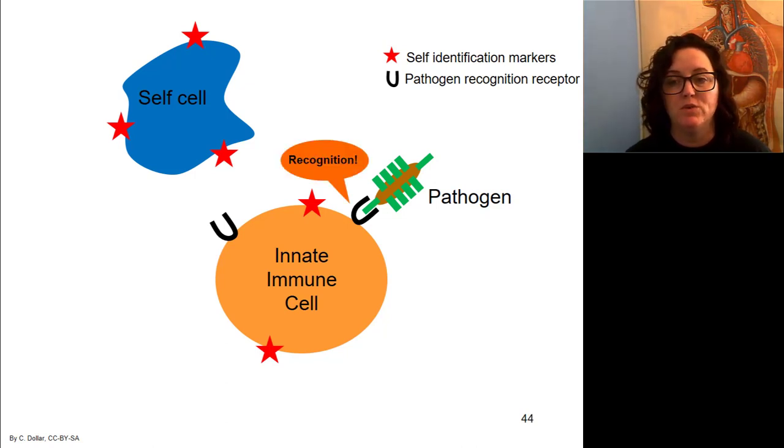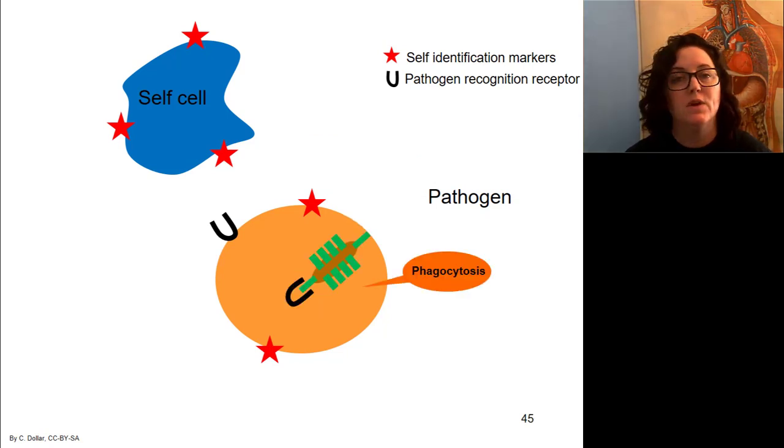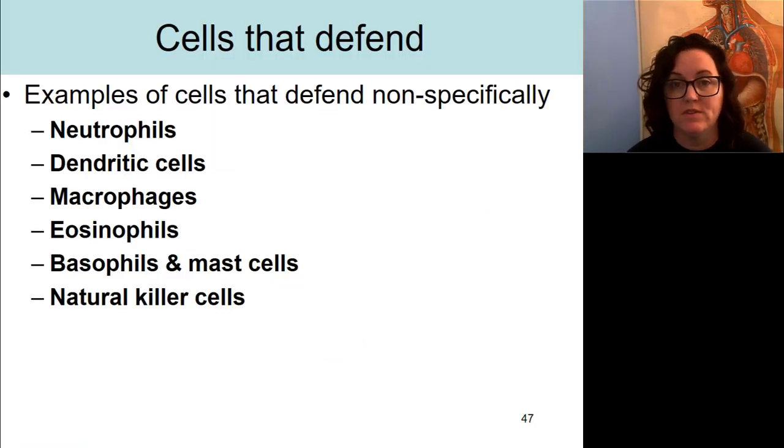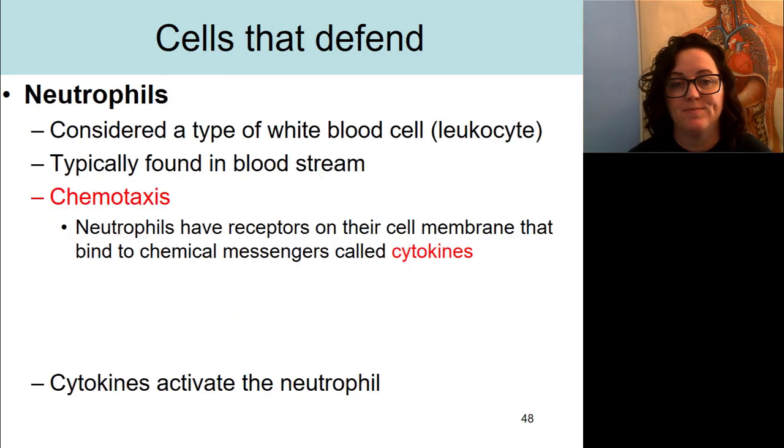So once the two bump into each other, the process of recognition occurs, and then this is going to signal for the immune system cell to phagocytose the pathogen. Once the pathogen is inside of the immune system cell, it's broken down or digested, if you will. So essentially, the pathogen's been destroyed. Now let's look at some examples of the cells that help to defend us nonspecifically. These include neutrophils, dendritic cells, macrophages, eosinophils, basophils and mast cells, and natural killer cells.